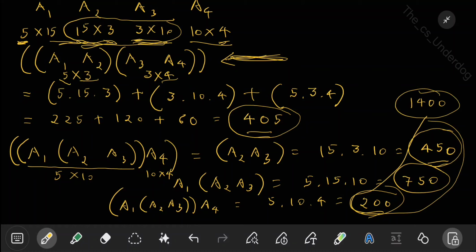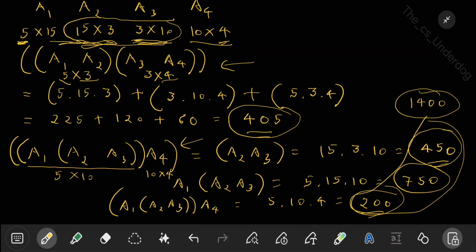So it is more than 3 times the previous approach. So that much is your additional time, additional cost that is required in order to do this particular multiplication. So at this point, you should be clear that parenthesization has a very big effect in matrix chain multiplication. What is our aim in this particular problem, the matrix chain multiplication problem?